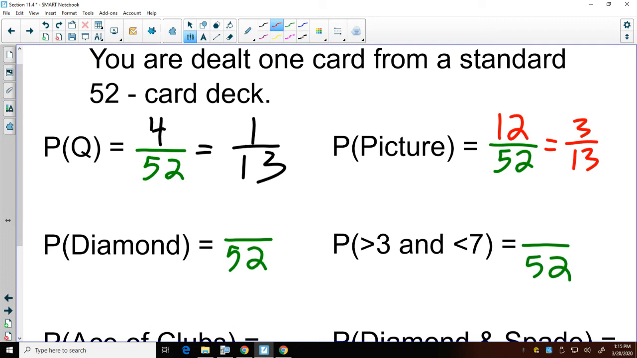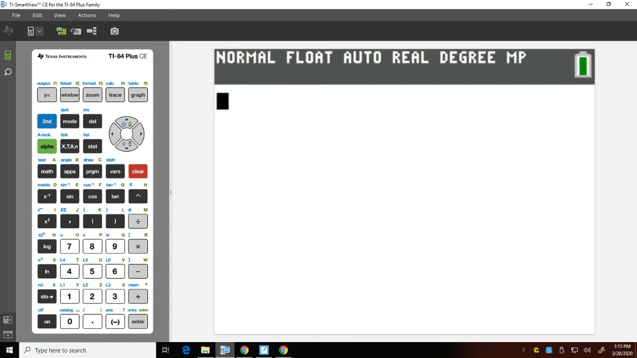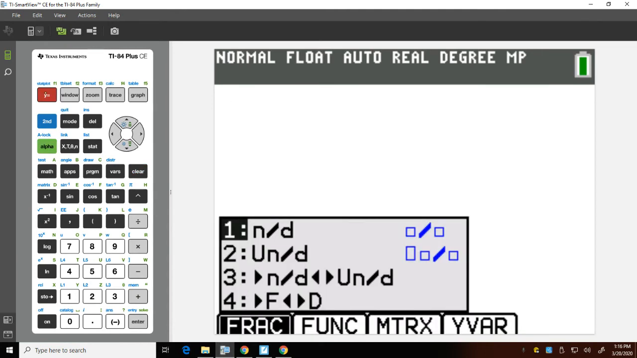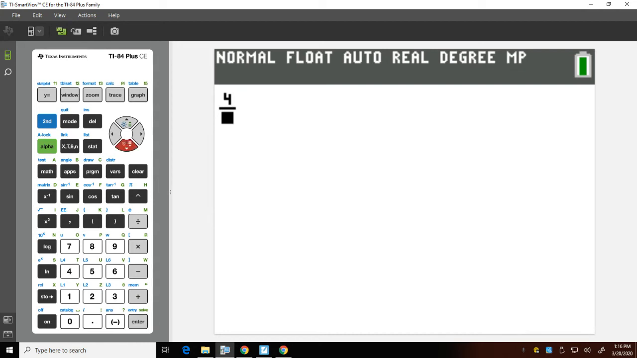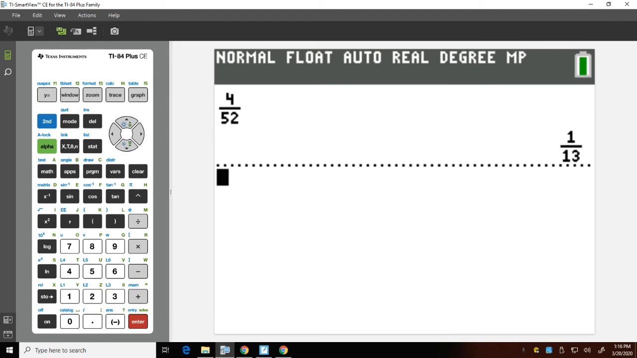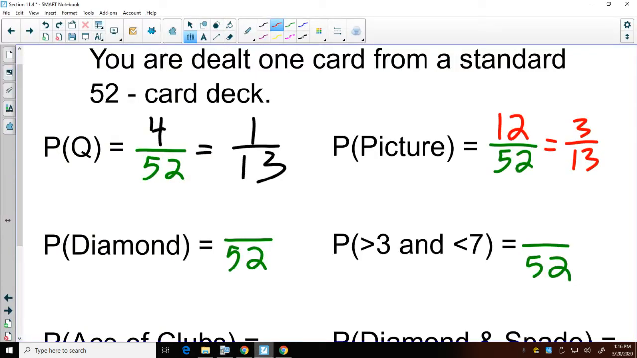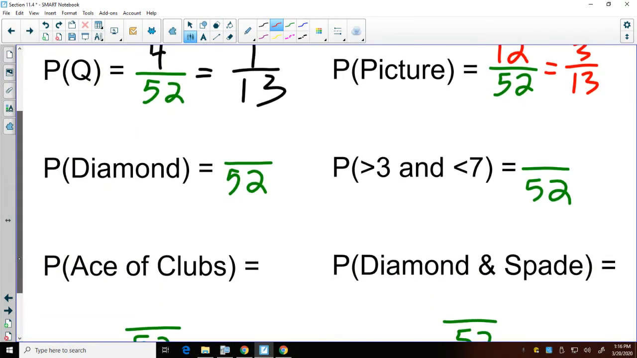Okay. Again, I've shown you how to put these in the calculator before, but just to show you these two, since I haven't been jumping over to the calculator, you hit your alpha y equals. You want number 1. You put the 4 in from the queens. There were 52 cards. Hit enter. See, there's the 1/13th. Alpha y equals. Grab your fraction. You put the 12, which was the number of picture cards, over 52 cards. And there was the 3 over 13 that we got for the picture card, reducing. Okay? So let the calculator do the work for you.